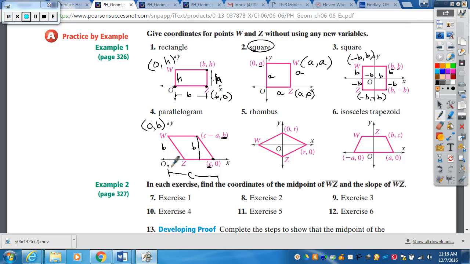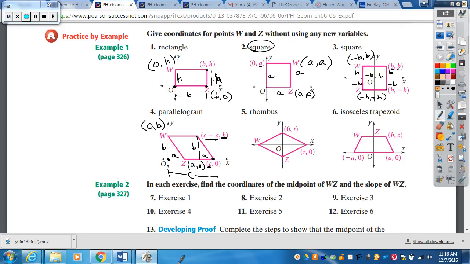Now, the Z value is a little more tricky. Here's what I want you to see. This X value tells me this: from the origin, I'm going out C units and coming back A units. That's how we get the C minus A. Go out C units, come back A units. So this is A units right here. Now, if I transfer that over to my other triangle, I've got A right there, so Z is actually A comma 0.